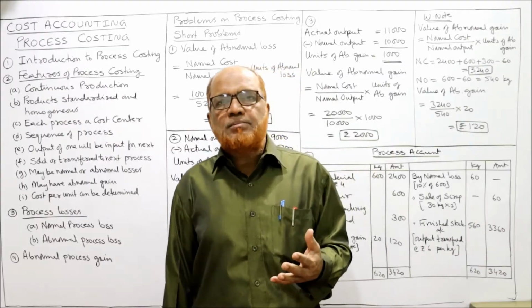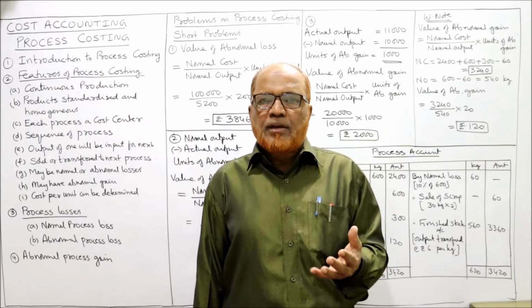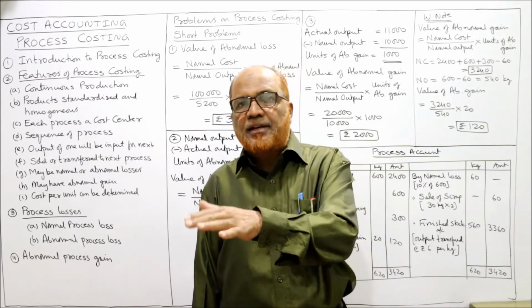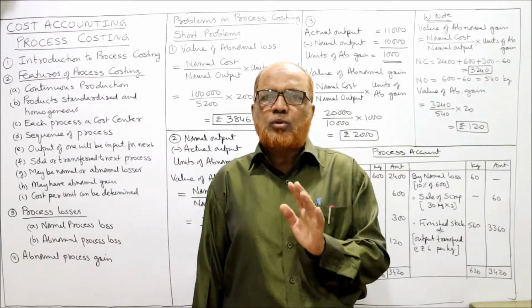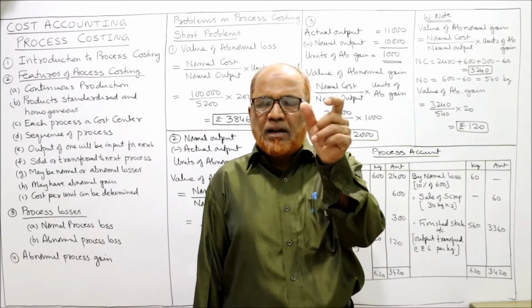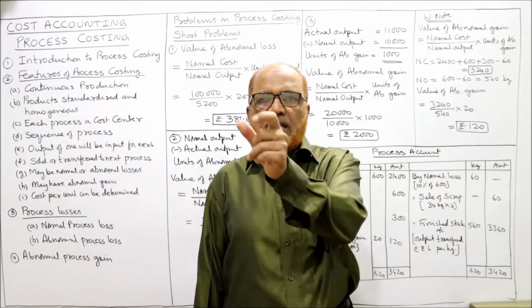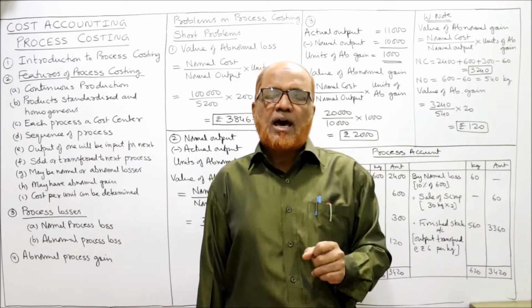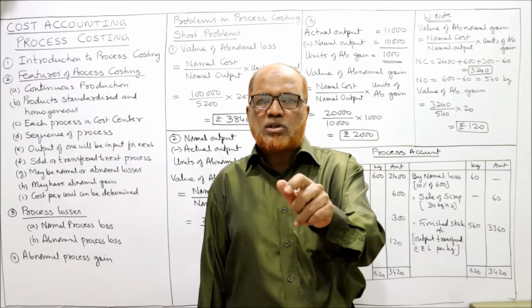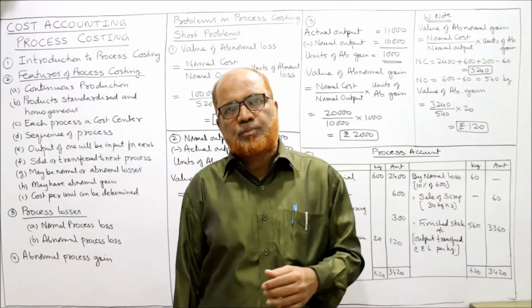Sometimes there may be some sale of scrap. That sale of scrap will be credited to the process account. It's an income to that process. The expenditure will debit the process account and incomes we credit. And ultimately the output of this process will be transferred to the next process.